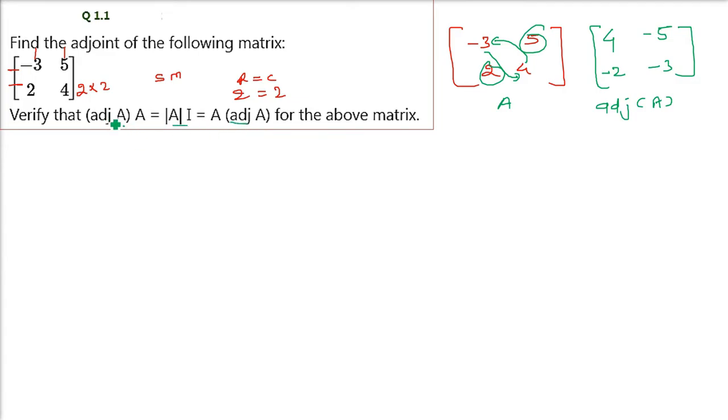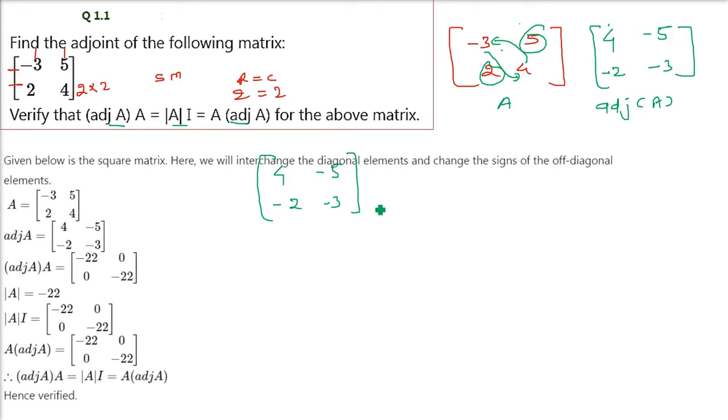So there are 3 things which we need to verify. Adjoint A we have already found, and A is given, so you can always do the multiplication. I told you, you need to know matrix multiplication. I'll do one of them. This is adjoint A, 4, -5, -2, -3, and I am multiplying adjoint A with A. What is our original matrix? We are doing the first one, right? So this is -3, 5, 2 and 4.